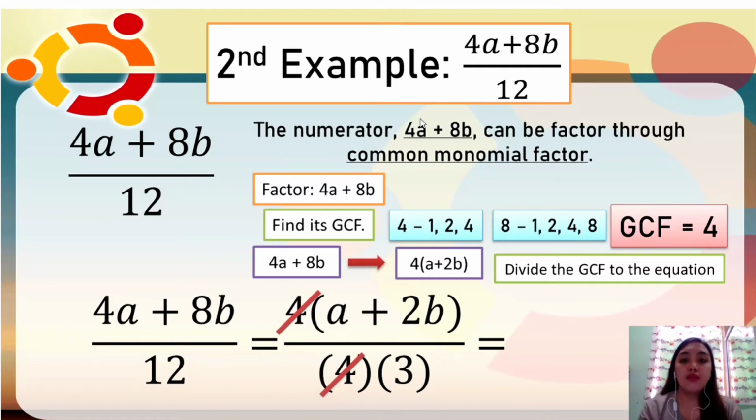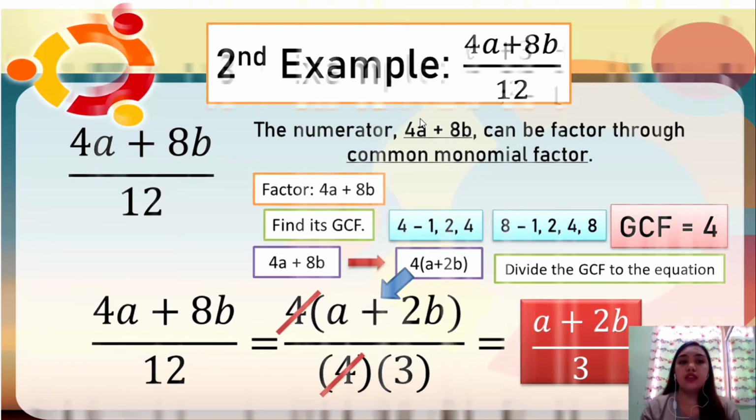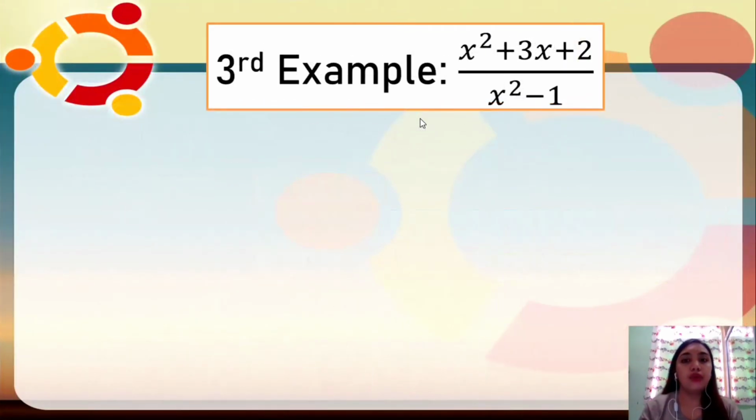Now, what is the remaining? So, ano yung natitira sa numerator? We have a plus 2b. Siyempre, over, anong natira sa denominator? We have 3. So, the final answer is a plus 2b over 3. So, ganun lang po siya kasimple. Next, the third example or the last example.